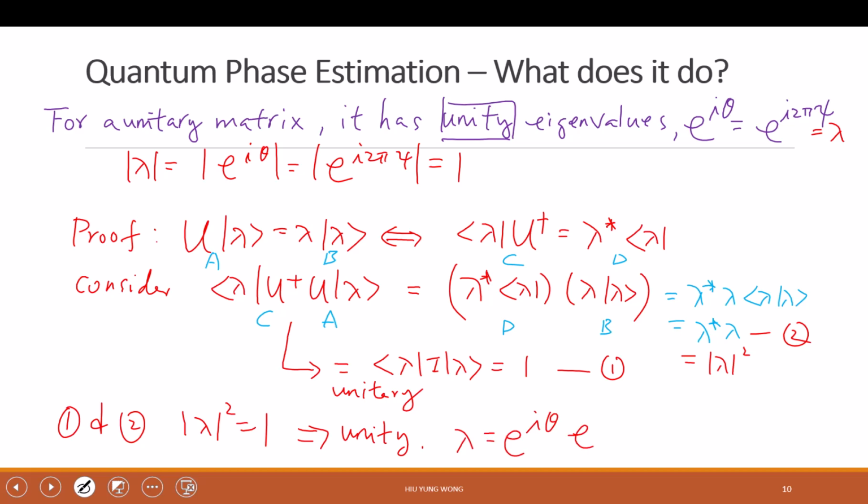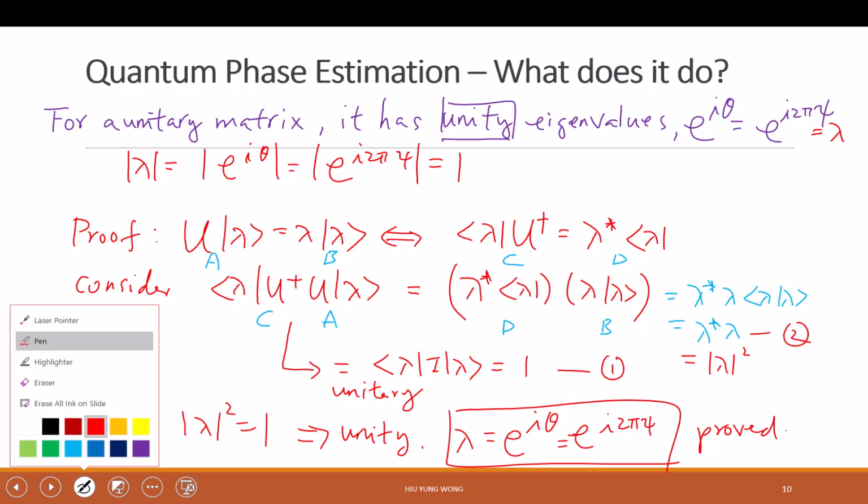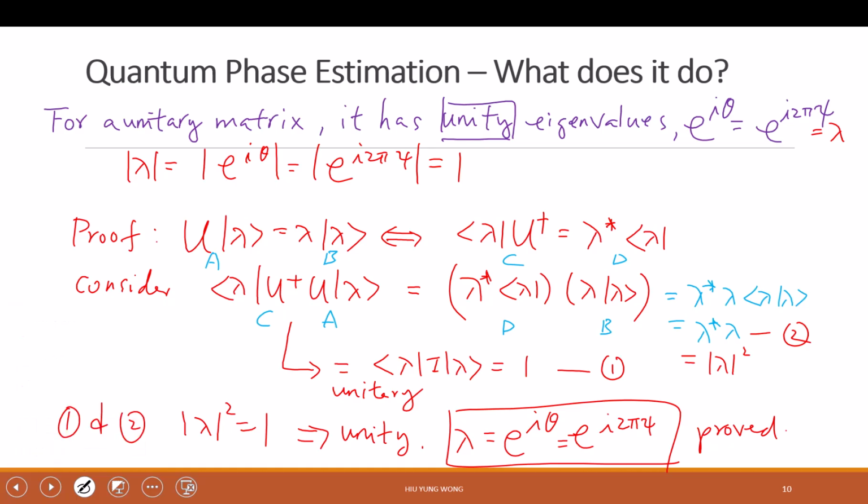I can also represent theta as 2 pi phi, right? So this is the proof. Okay, so the whole thing that I have said is that, I don't have enough space. Forgot that I need to say this. So first, I proved that the eigenvalue of any unitary matrix has a unit length, and it is represented as e to the power i theta.